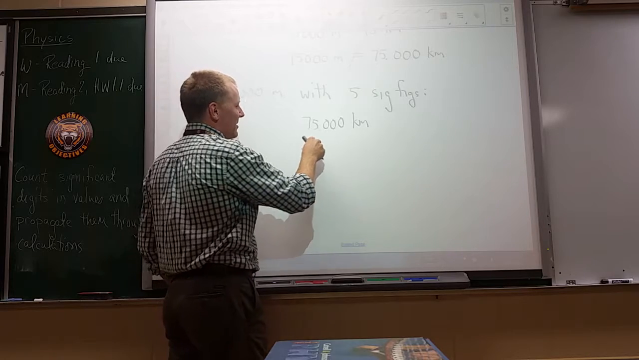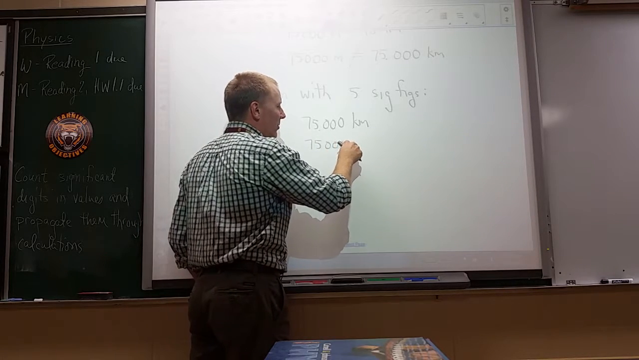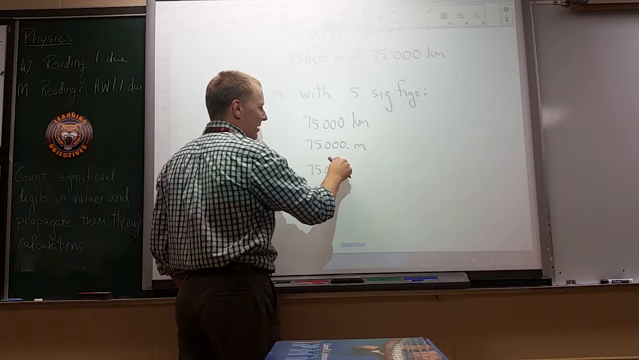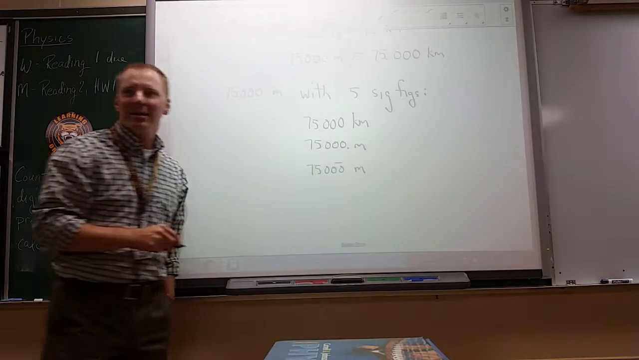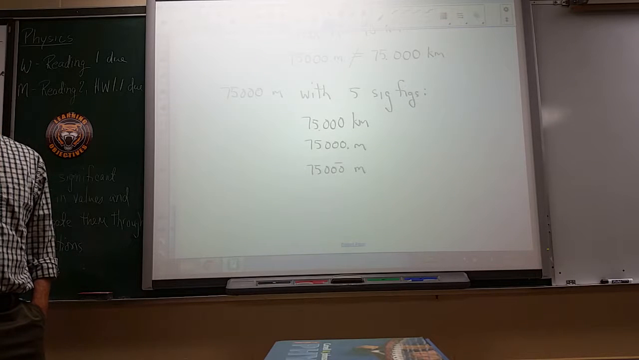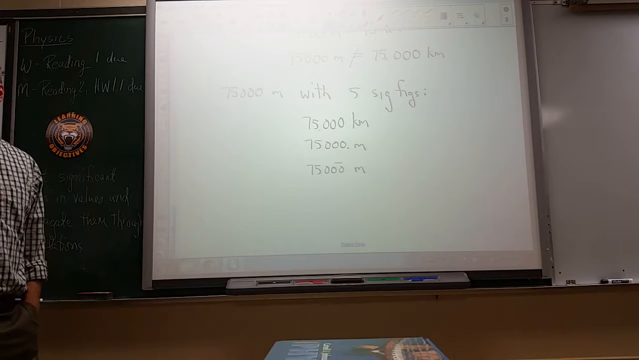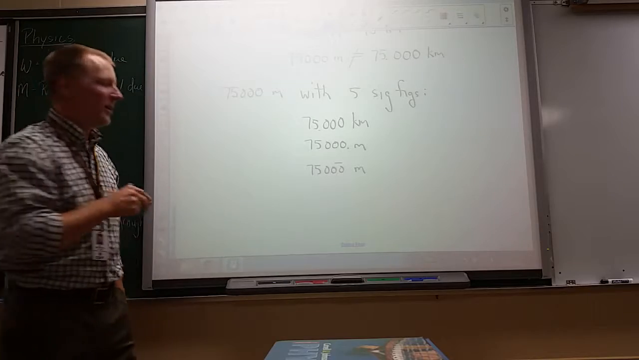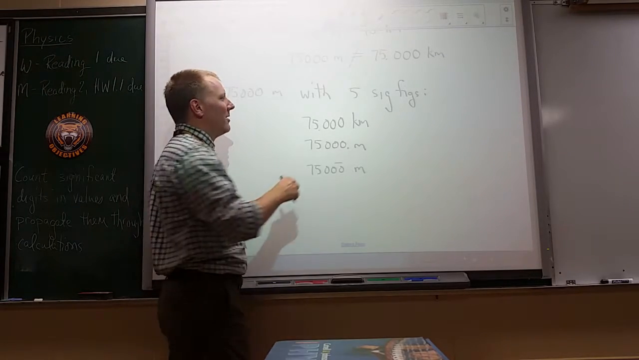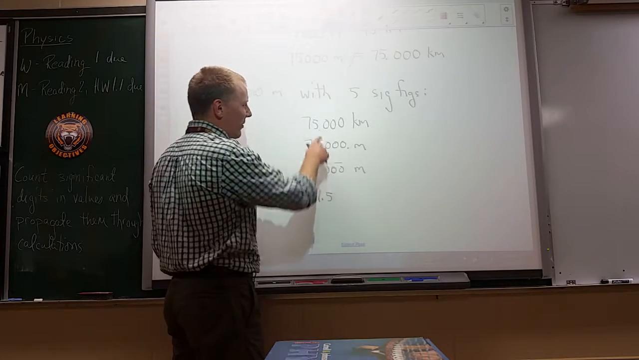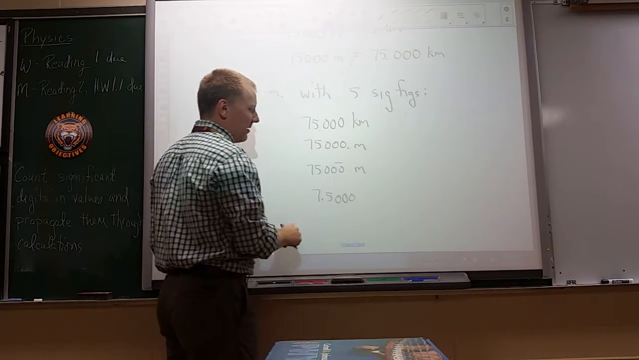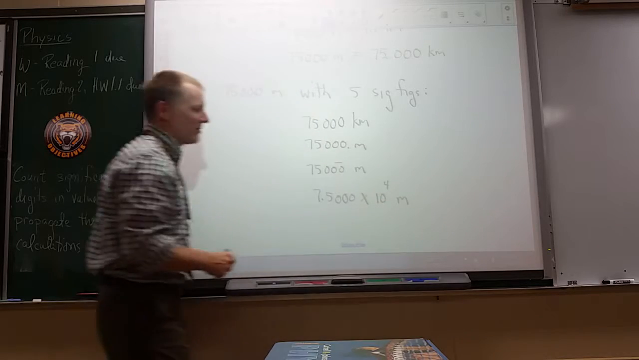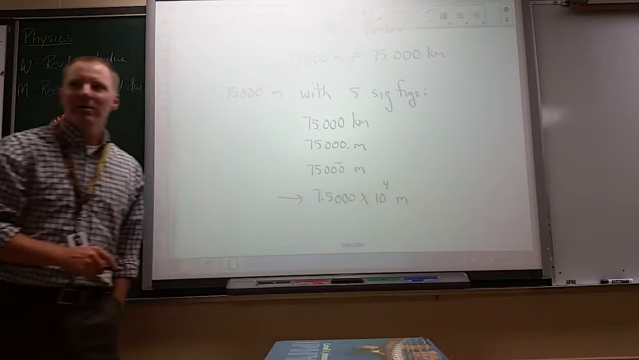We could do it as 75,000 with either a point there, meters, that's one way, or 75,000 and a bar over the last digit, meter. That indicates that that is not a repeating number because it's not after a decimal. Nature doesn't do repeating numbers, so we don't use that there, but that's another way to indicate that that is a significant digit. Or perhaps the best way is to put it in scientific notation. So we would say 7.5, and then we want all those digits, so 000 times 10 to the, it'd be 4 meters. All of those mean the same thing. This is probably the best way to do it.